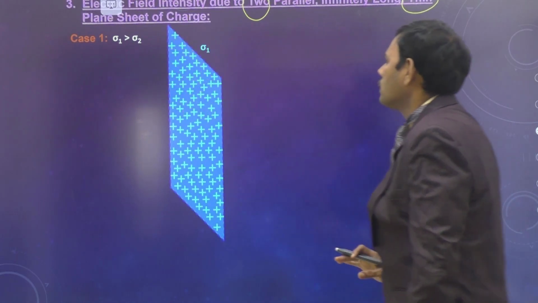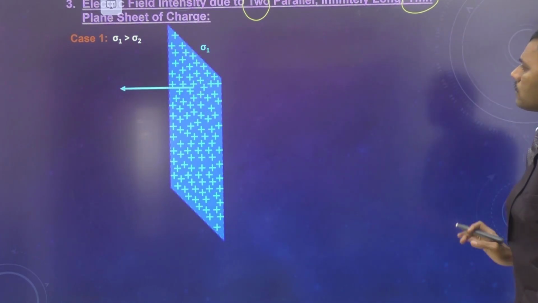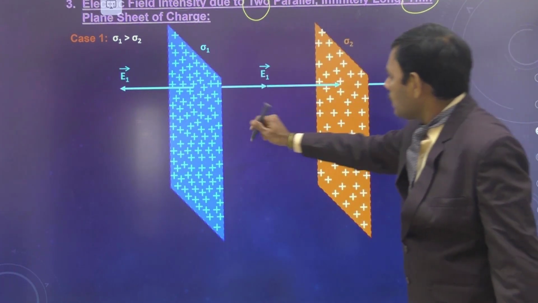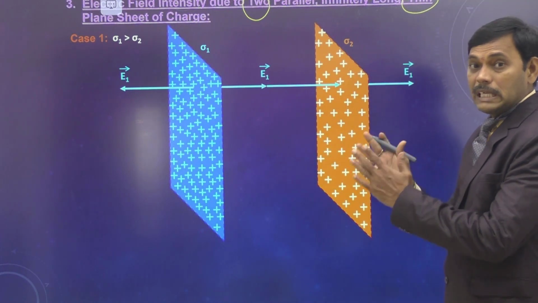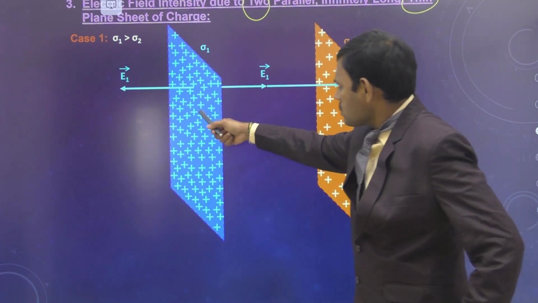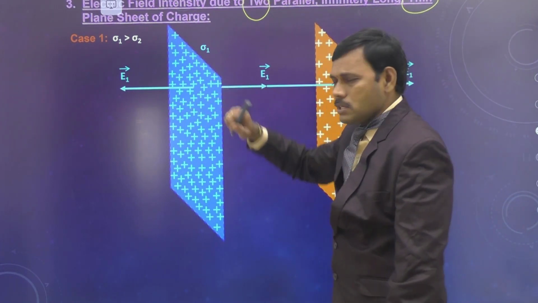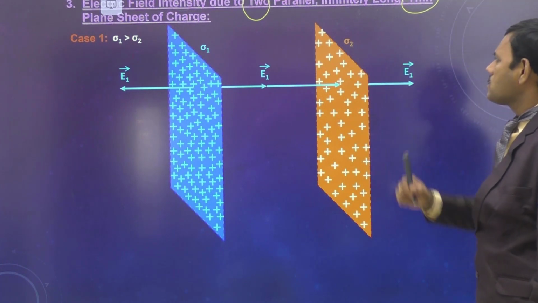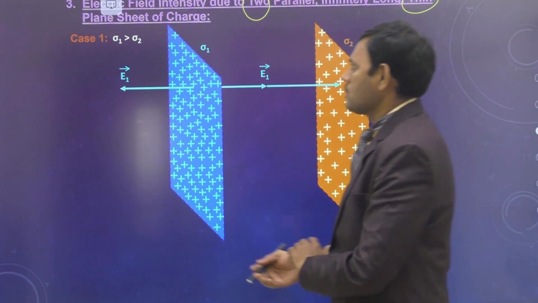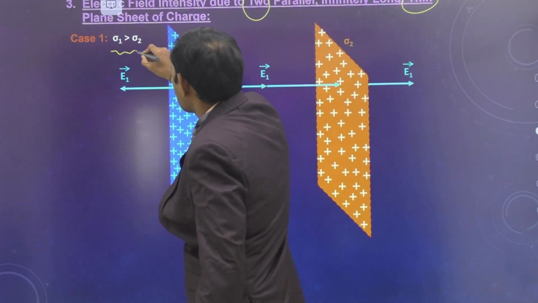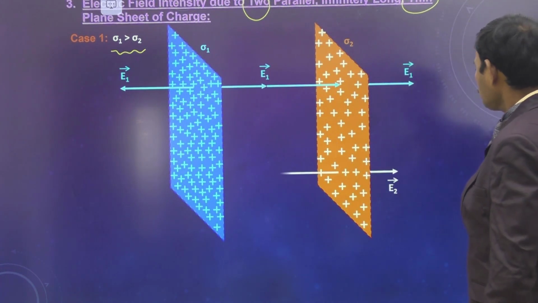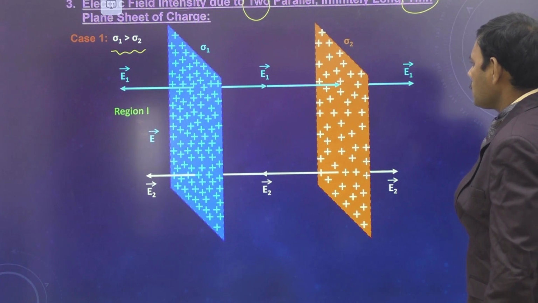One plane sheet of charge density sigma 1 and another plane sheet, in blue color as well as in yellow color. We have two thin plane infinitely uniformly charge distributed sheets. On the first sheet the charge density is sigma 1. The second sheet charge density is sigma 2. They are kept as shown in the diagram such that we assume one condition, sigma 1 is greater than sigma 2. Now the electric field at different regions.